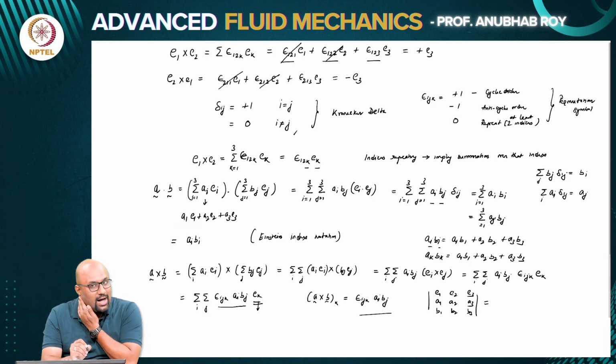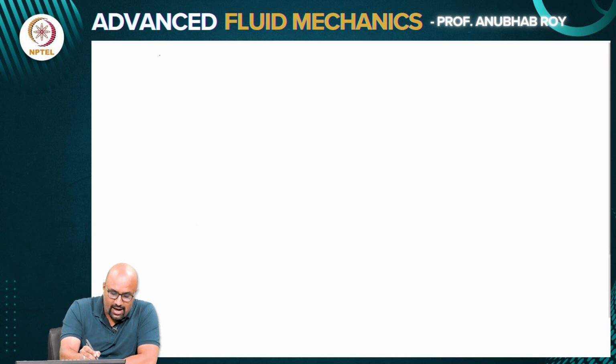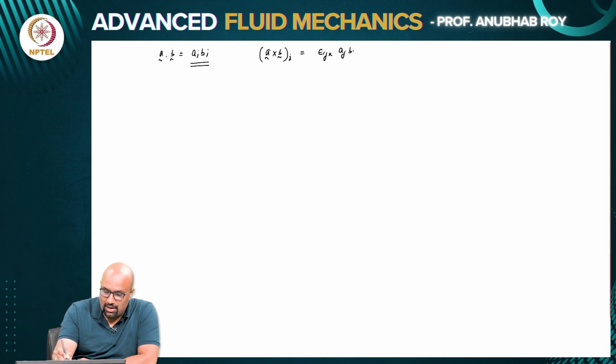So, this is what you have now as a notation for writing your dot and cross products. We have A dot B as Ai Bi, which is a scalar, whereas A cross B is a vector, and if I want to write its ith component, then the ith component will be epsilon ijk Aj Bk.